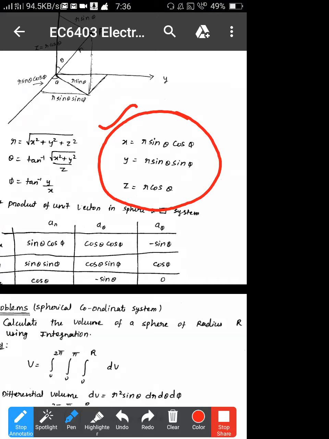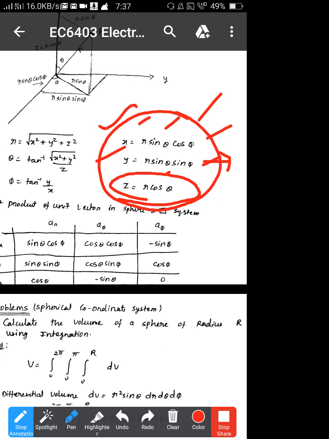Your x depends on r, theta and phi. Anyway, I will prove this. And your y depends on r, theta and phi, but the function differs. Here it was cos phi, but here it is sin phi. And in case of z, it depends only on theta. It is independent of phi. Okay, we will take some examples, then we will try to prove this. Please note down this equation in your notes. Then only it will be good.